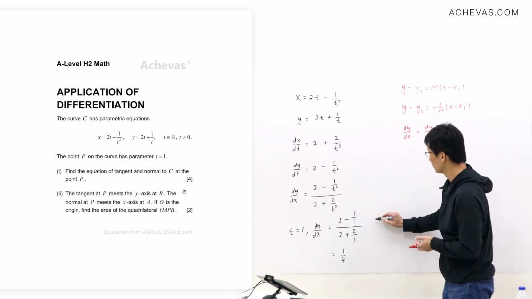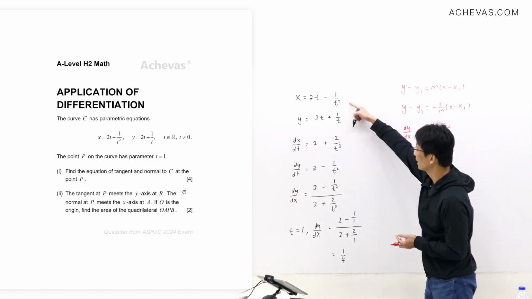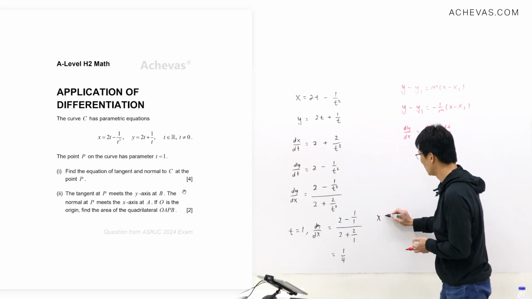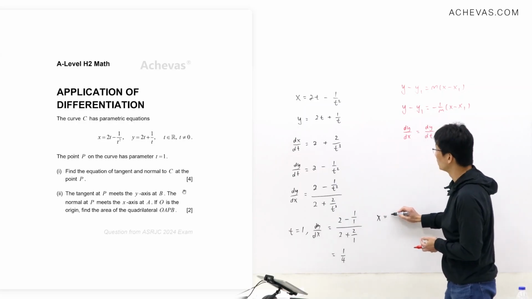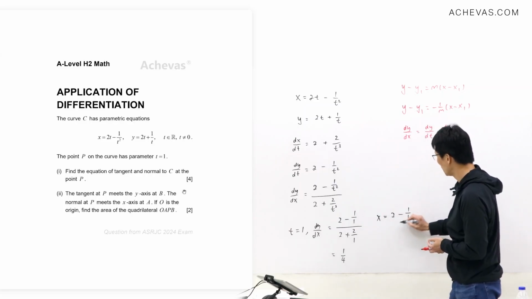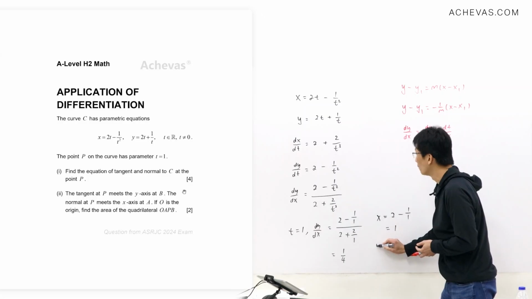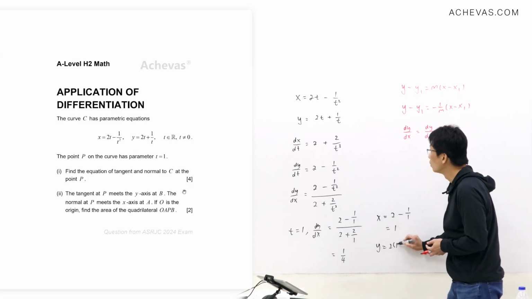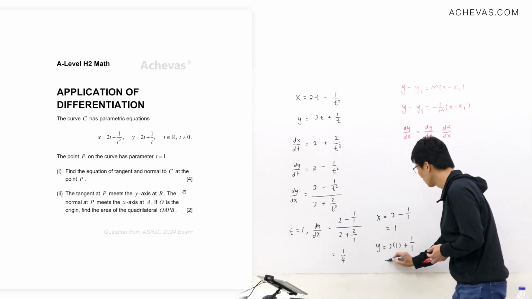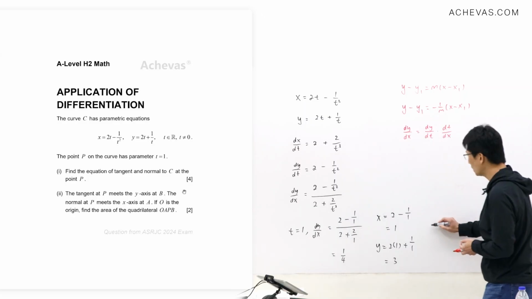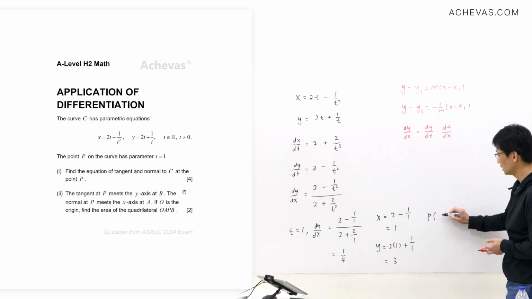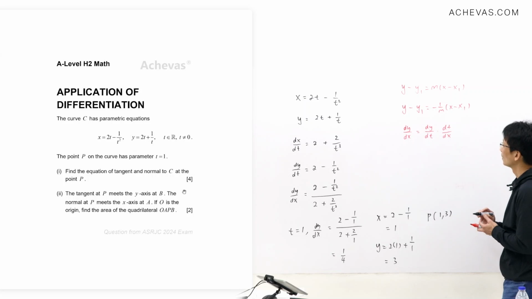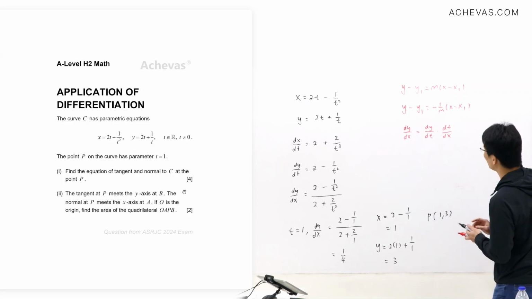Alright, similarly, I will need to find a point on the line. So I will just sub t equal to 1 into x and y separately. So when t equal to 1, x will just be 2 minus 1 over 1, which gives me 1. And for y, I'll get 2 plus 1 over 1, which will give me 3. So I know my point P will just have the coordinates of (1, 3).